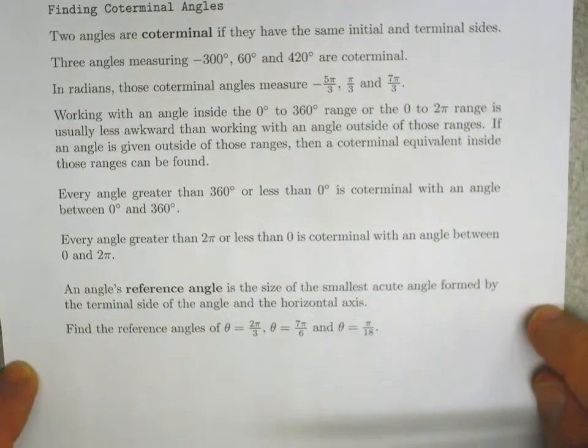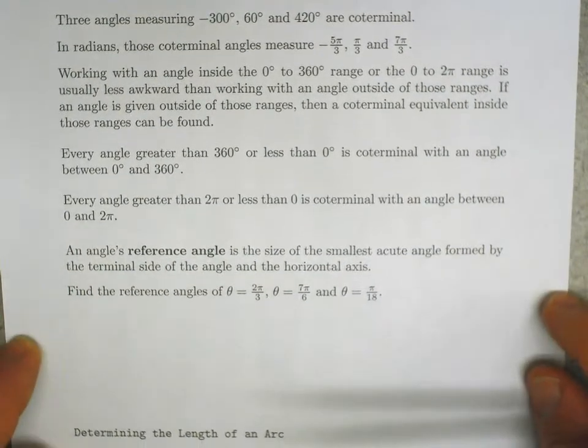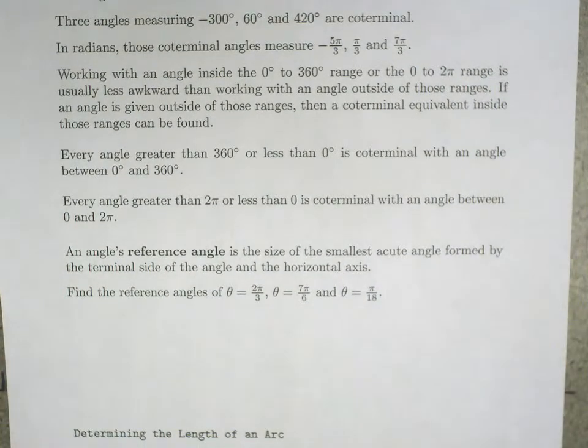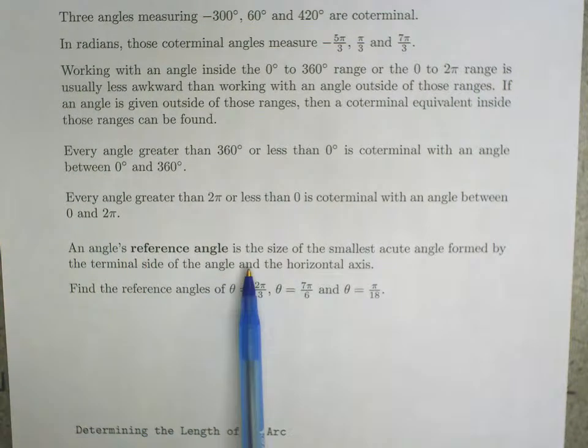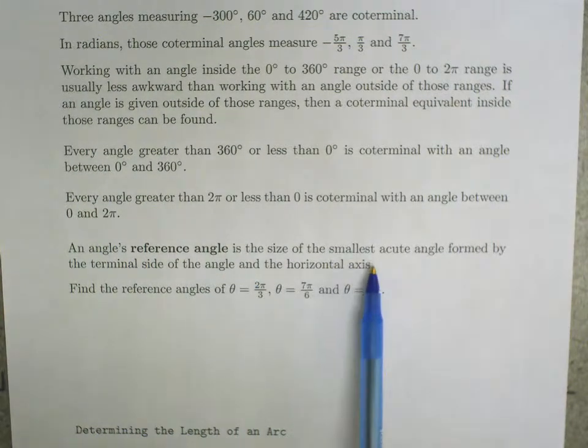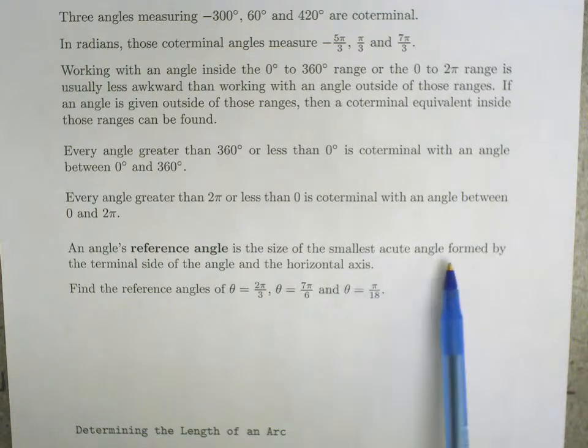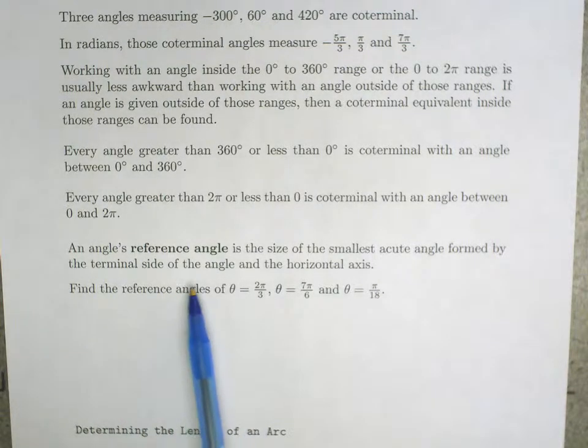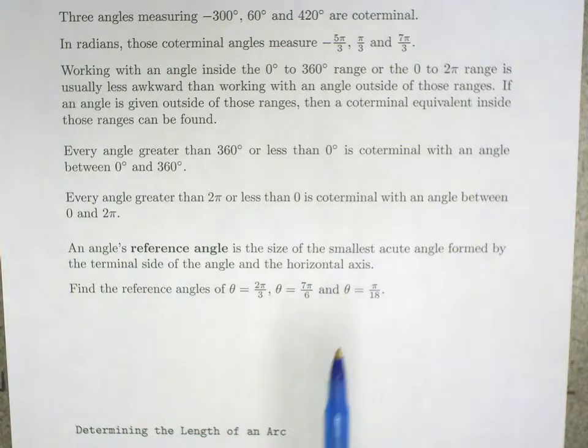Okay, the next definition, reference angle. An angle's reference angle is the size of the smallest acute angle formed by the terminal side of the angle and the horizontal axis.